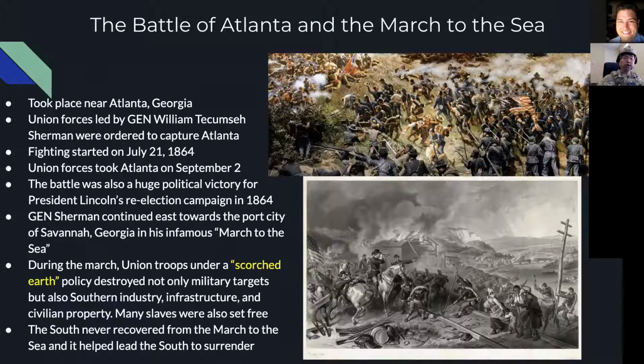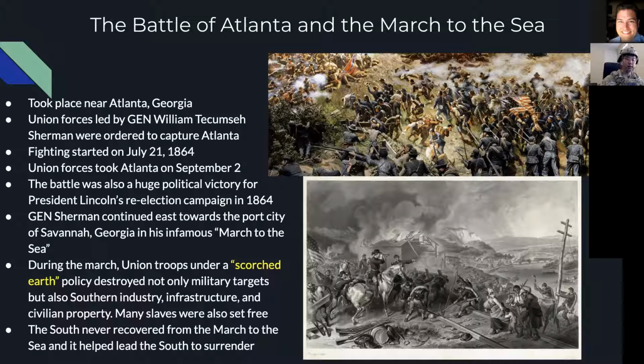George McClellan was going around saying to everybody, if I'm elected president, I will negotiate for peace with the South so that we can end this bloody war and bring our boys home. And he was getting a lot of support behind his message. So George McClellan was getting really popular. And Abraham Lincoln needed a big victory in order to get the popularity behind him so that he'd be able to get more votes. And that's what happened with the Battle of Atlanta.